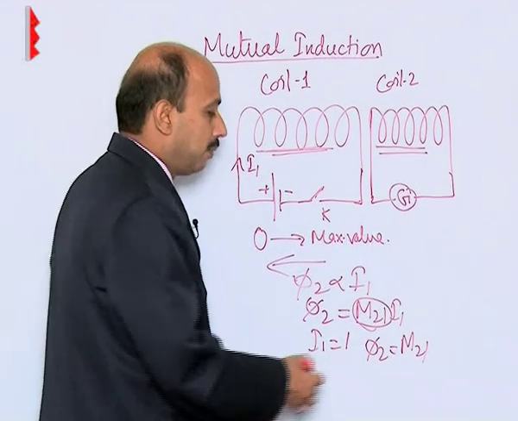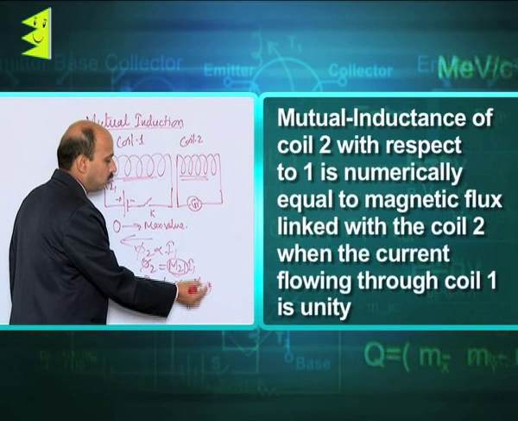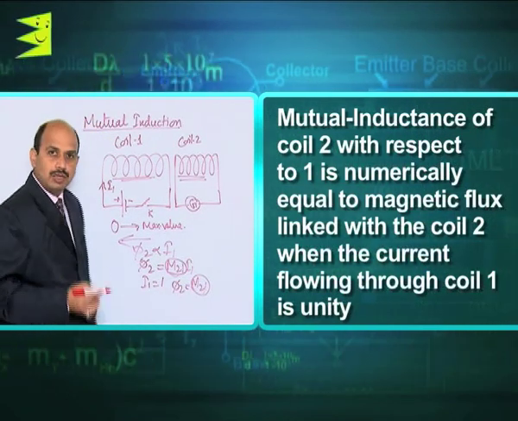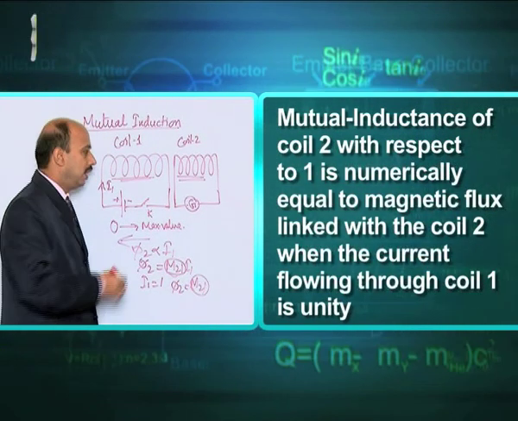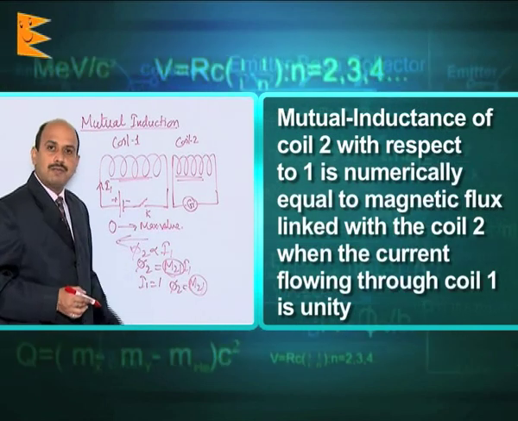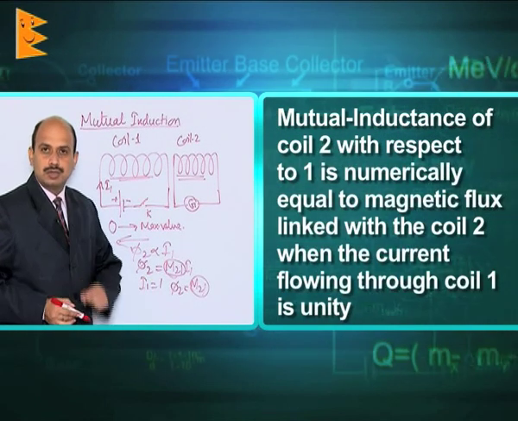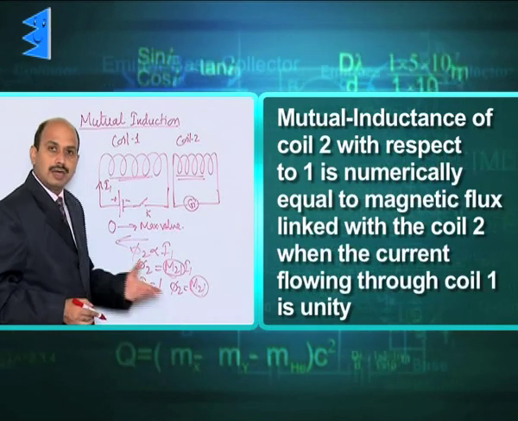That means the mutual inductance of coil 2 with respect to coil 1 is numerically equal to the magnetic flux linked with coil 2 when the current flowing through coil 1 is unity. So, this is about the mutual inductance.